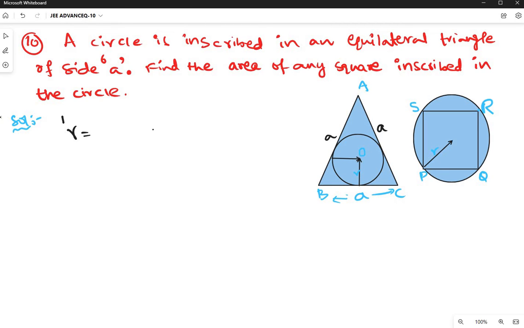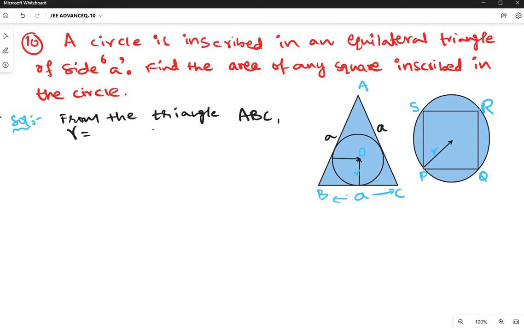from the triangle ABC, what happens is R is equal to root 3 by 2a. So R is equal to root 3 by 2a, because it is the length of the side of the triangle. Each side length of the triangle is root 3 by 2a.